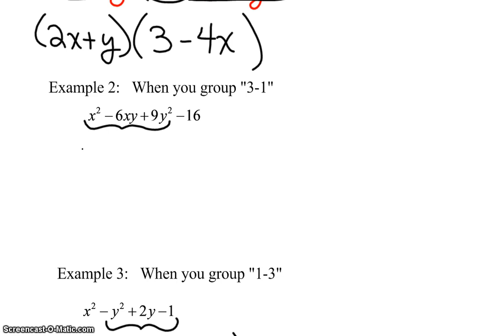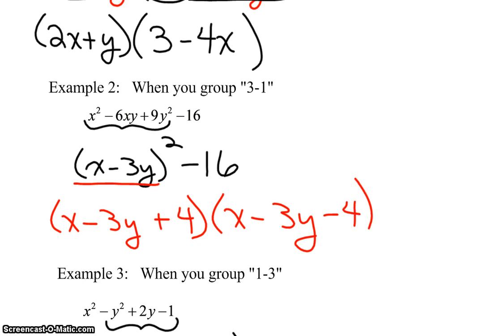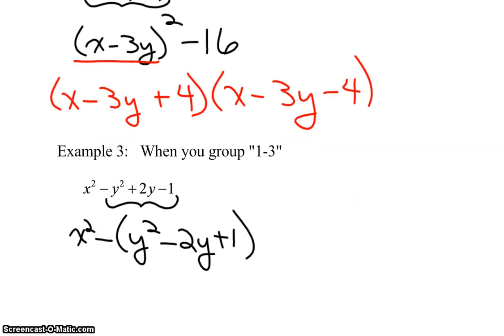X squared minus 6xy plus 9y squared is x minus 3y, quantity squared, minus 16. This now is a difference of 2 squares. Here's my first term. So it's x minus 3y plus 4 and x minus 3y minus 4. If we do this one, again, it's a difference of 2 squares. It's x squared minus y minus 1 quantity squared. And you can finish that one out from there. This concludes your review of factoring.